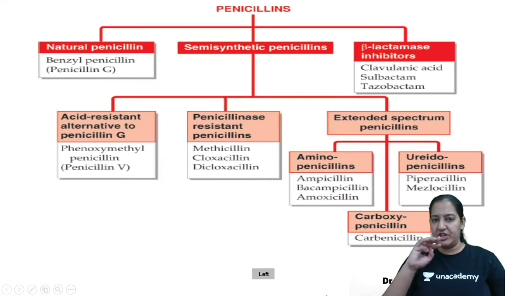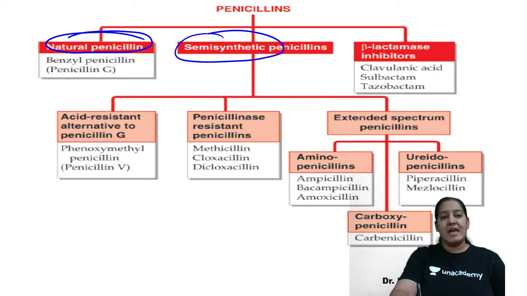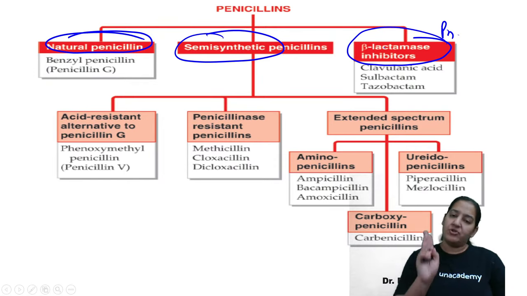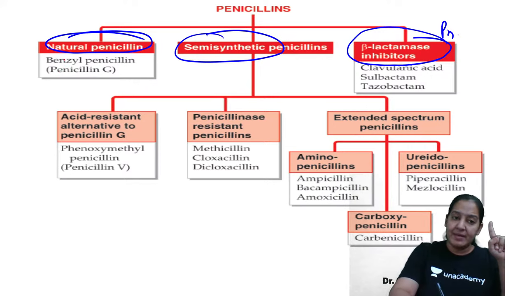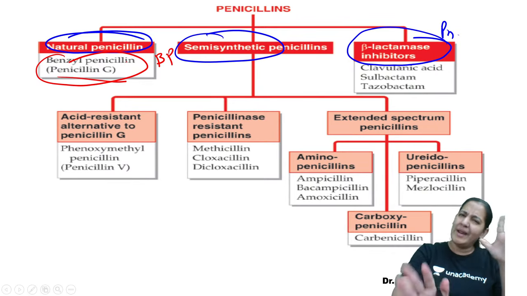Coming to the classification. Now everyone see here. The first is natural penicillin. The second is semi-synthetic, meaning the artificial one. And the third is the beta lactamase inhibitors. Actually, these are not penicillins. These are additives. We just supplement the penicillin with them, right? So there are three categories. Natural penicillin is only one. Listen everyone. Benzyl penicillin, also known as penicillin G. That is the only natural penicillin.